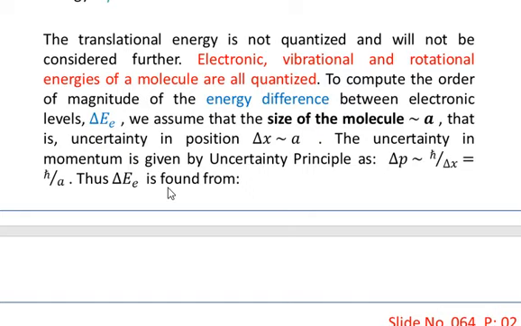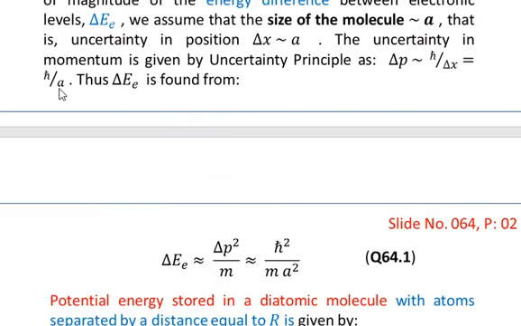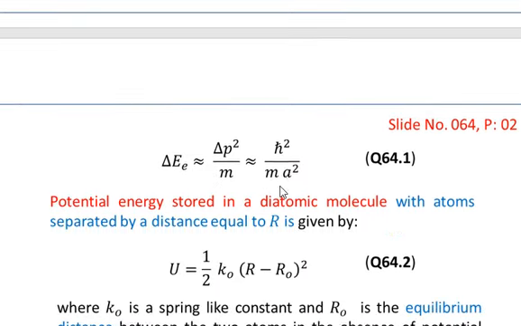Thus delta EE is found from, so delta EE is equivalent to delta P square over M. That is, the maximum amount of kinetic energy attained will be stored as the electronic energy. So delta EE is approximately equal to delta P square over M, and substituting the value of delta P, which is of the order of h bar over A, we obtain h bar square over M A square as the difference in the electronic energy, and this is shown in equation number 64.1.